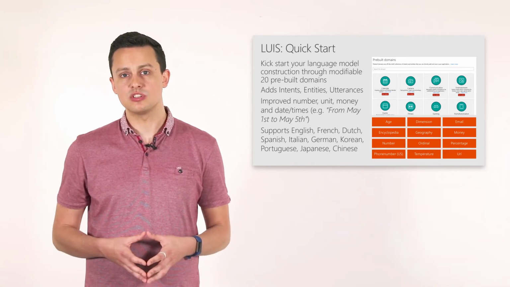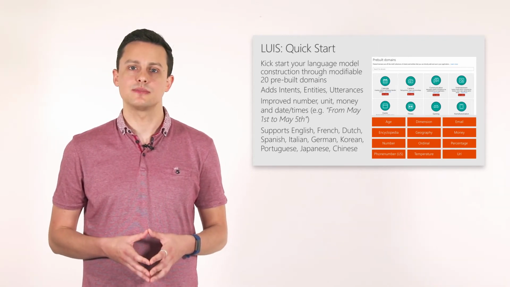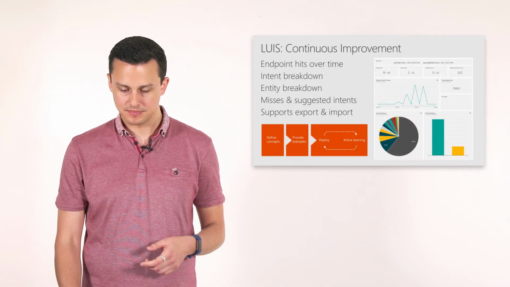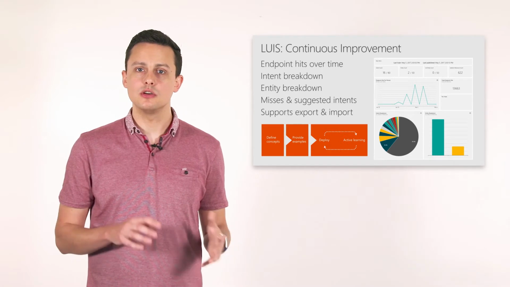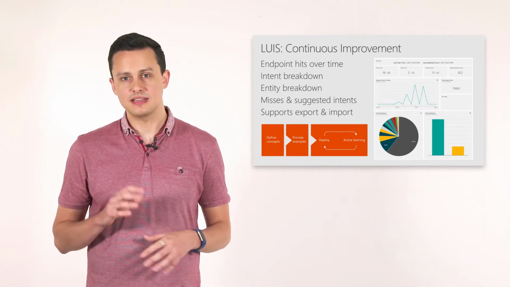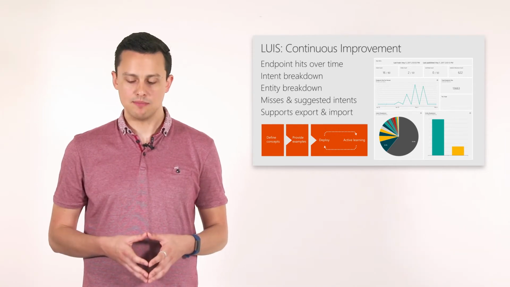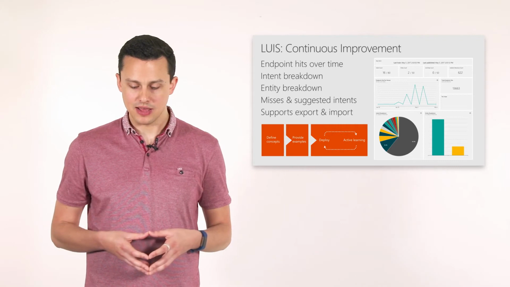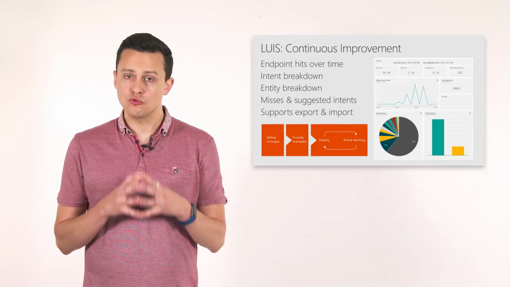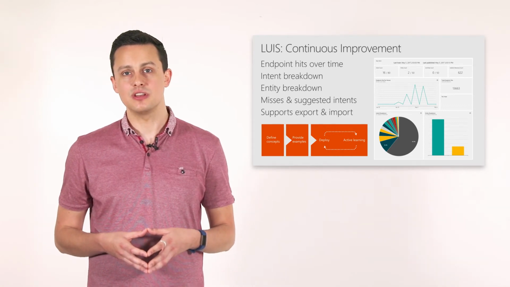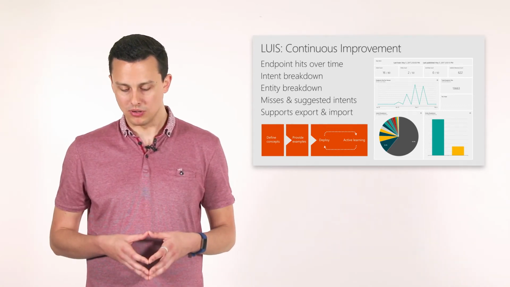Right now, LUIS supports around 10 languages, and this is expected to grow over time. As we mentioned, LUIS has built-in support for continuous improvement. You can identify how frequently people are interacting with your service, which entities and intents are the most popular, and also, critically, when the bot is not able to match an intent. So you can take that data and improve your model in the future.